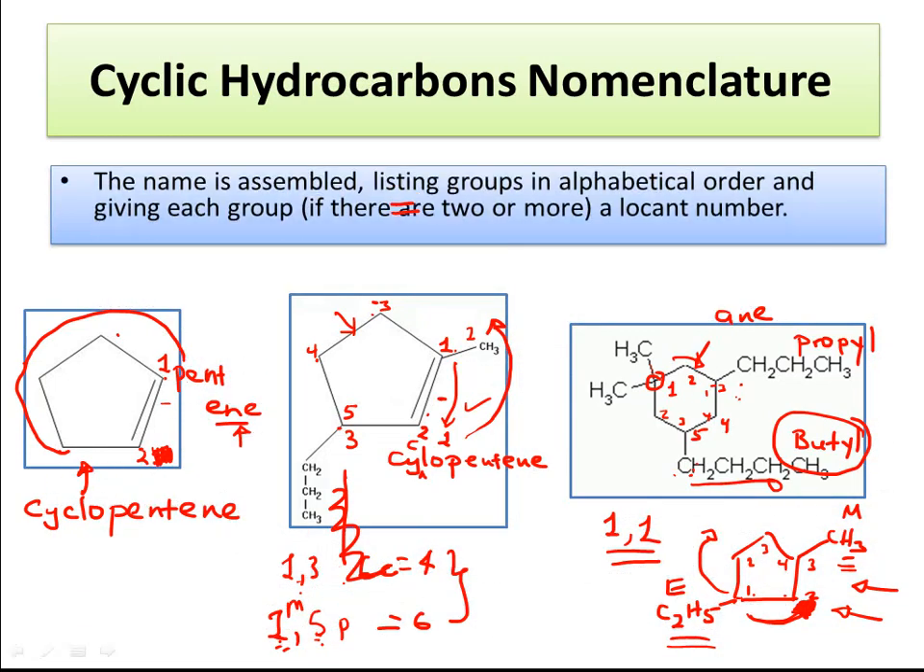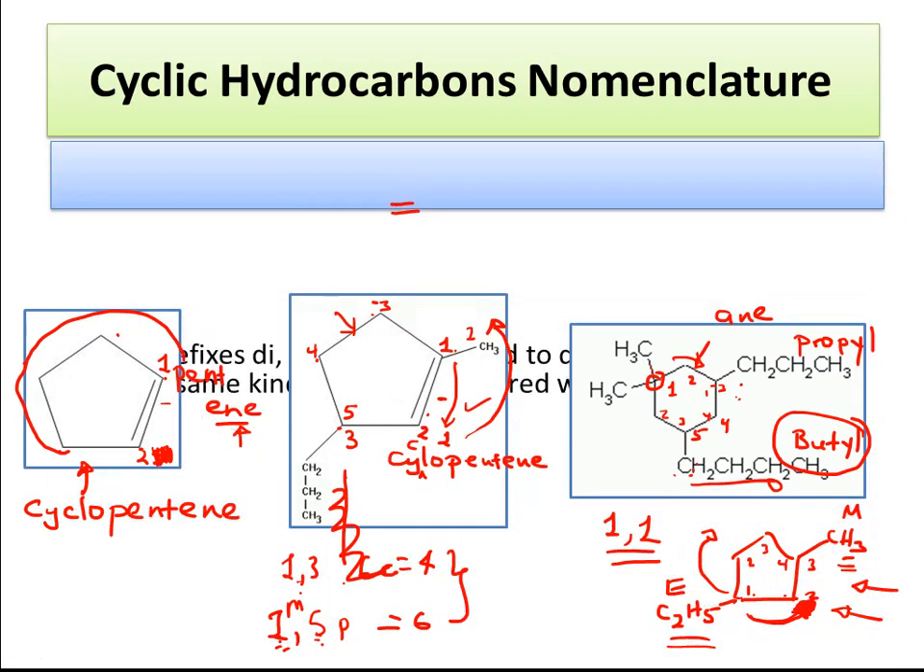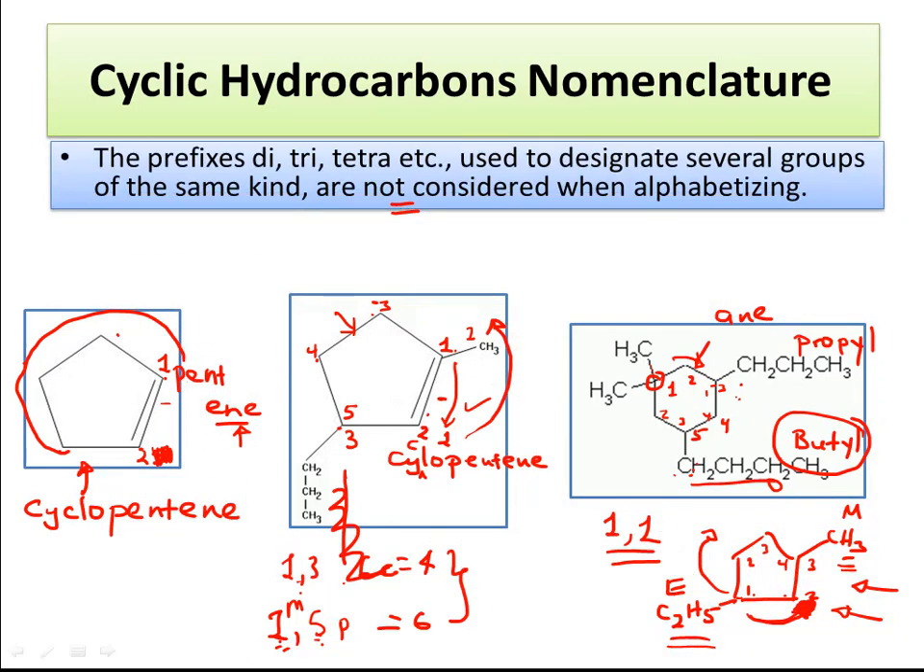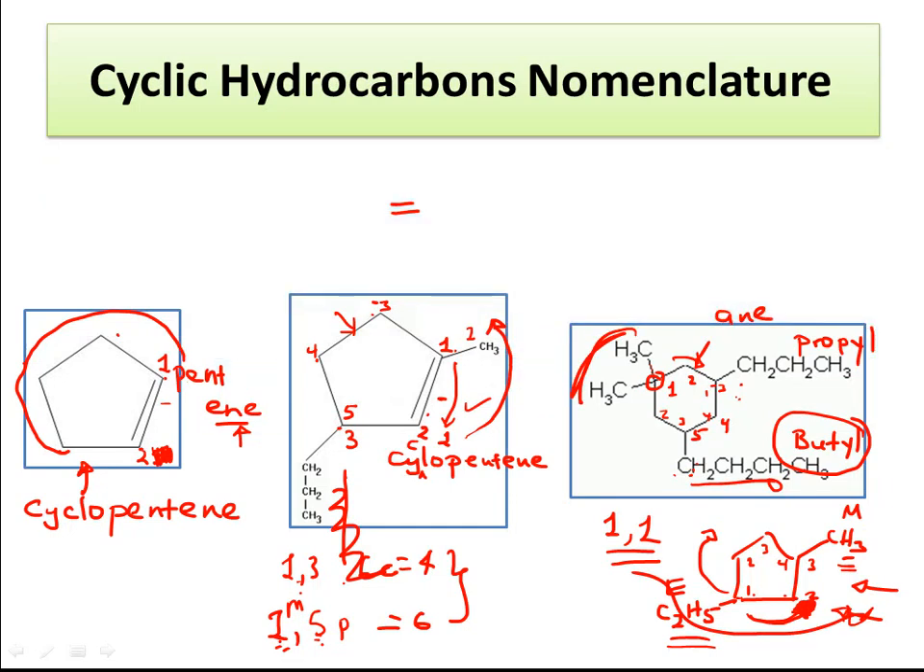Now the next point is, we now put the name together, listing the groups in alphabetical order and giving each group a locant number. And then the principal chain must be given the name cyclo. This is exactly what we're doing when we're naming straight chain alkanes. We can also use prefixes di, tri, tetra if there are several side chains on the compound that you are naming. So like here, this one will be a dimethyl because we've got 2 methyl groups. That's what it means.